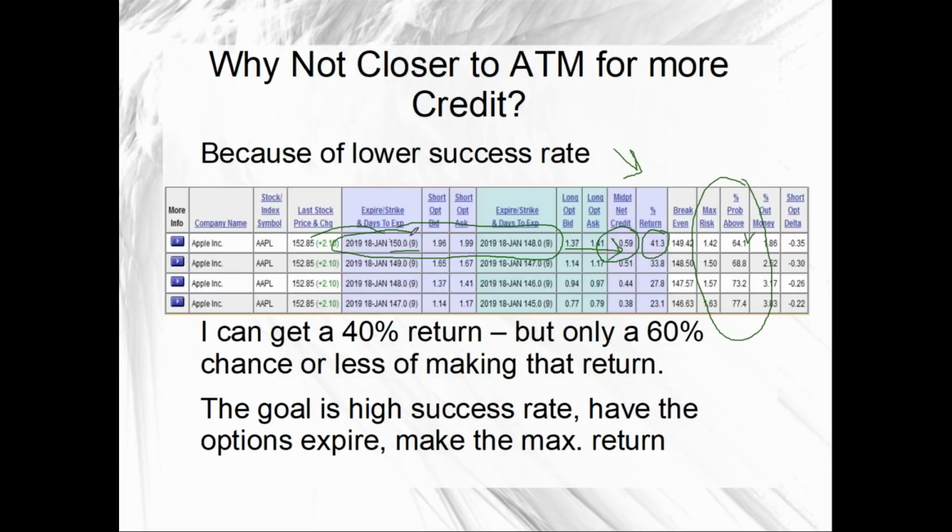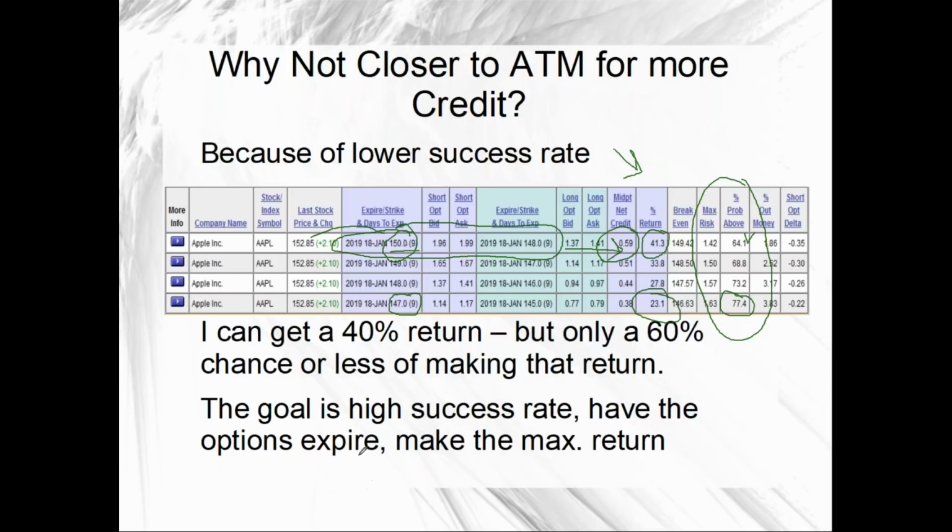64% theoretical probability the stock would be above the short put at 150. If I did the 147, 145, it's a 23% return, and there's a 77% theoretical probability. I let the power options tools do the work for me rather than calculate it myself. Okay, but that's the trade-off.